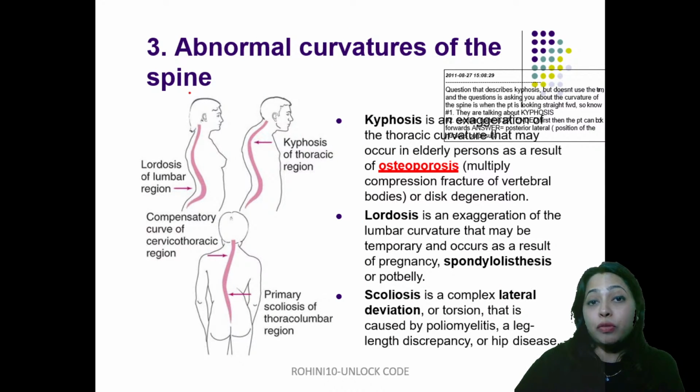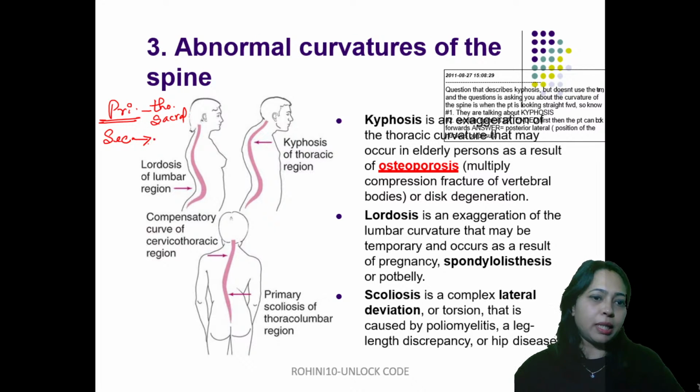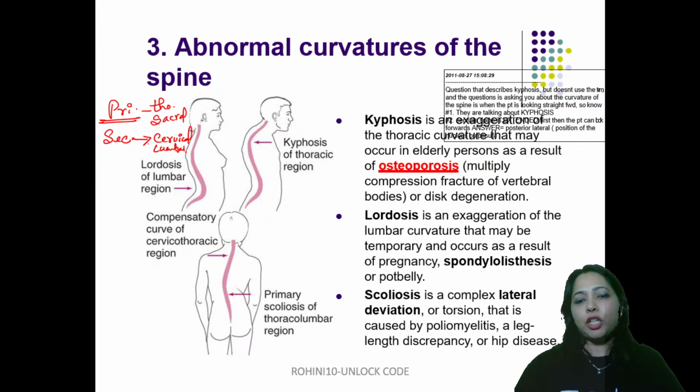Abnormal curvatures of the spine you must have seen. You have the primary curvature and there is secondary curvature. The primary curvatures are the thoracic and the sacral. And the secondary curvatures, that are developed later on, are the cervical region and also the lumbar region. So now here remember various clinical aspects that we can relate with this.